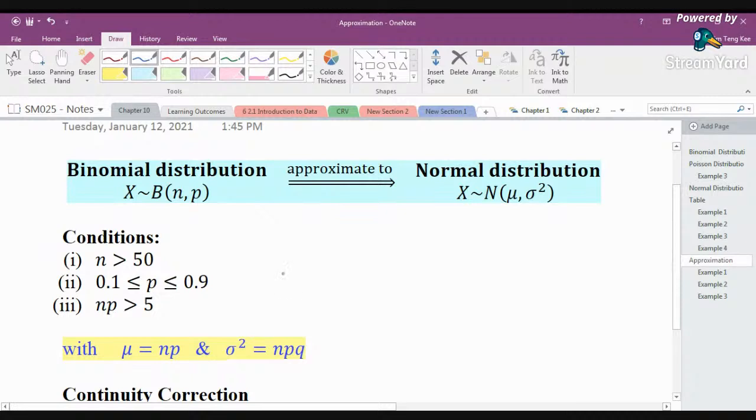Okay, so let's begin our lecture for today. This is the last part of the lecture for chapter 10, where we would like to discuss the approximation from the binomial distribution to the normal distribution. So actually, what is happening here is that we are approximating a discrete distribution with a continuous one.